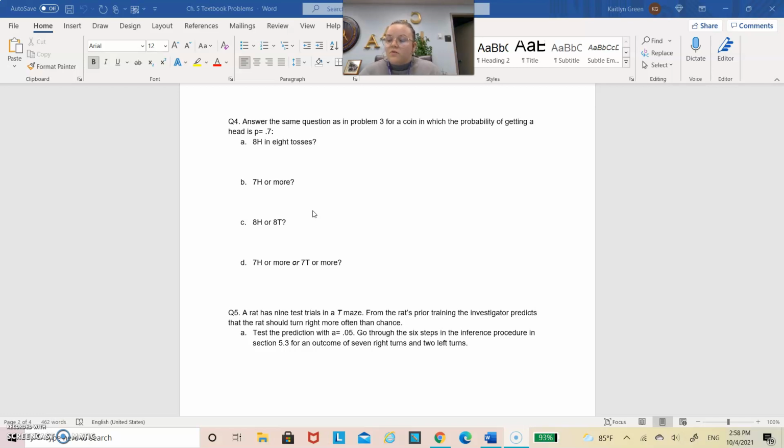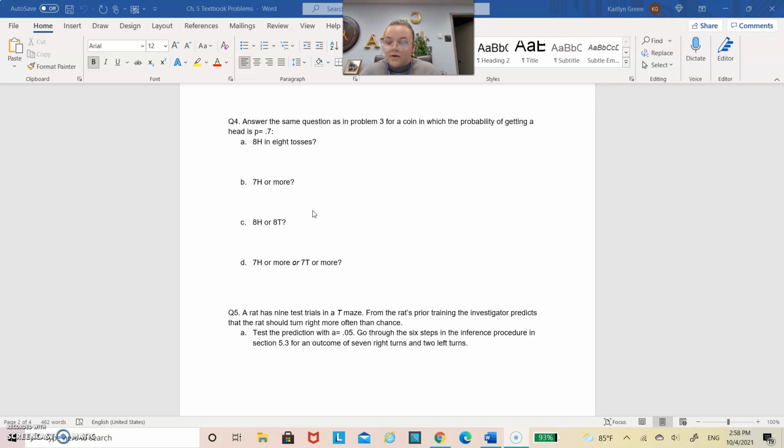0.0576. For 7 heads or more, I had the same setup. However, I had to add 8 times 0.7 to the 7th power times 0.3 to the 1st power, so we have the probability of 7 heads, and then adding the probability of 8 heads in there, I end up getting 0.2553.